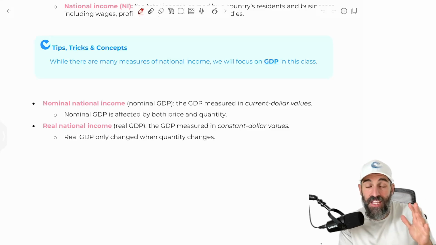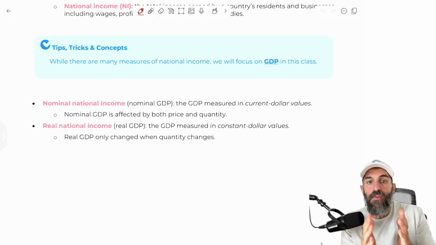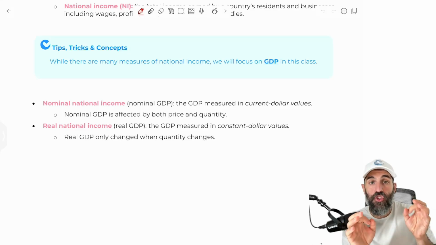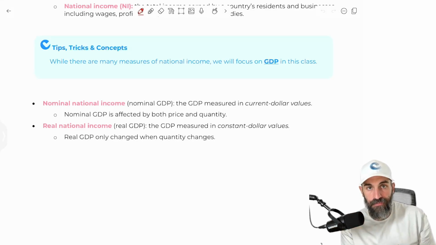Now, something you'll see come up a lot is the concept of real national income or real GDP. And that's what we really do spend most of this course focusing on. But it's important now that we're just talking about the beginning to understand the difference. So we have nominal national income. So this could be nominal GDP, for example, which is basically measured in today's dollars. What is the total amount of dollars generated by a country in this particular year?